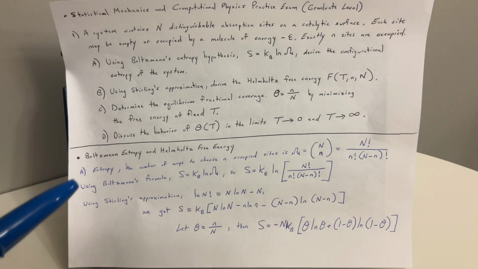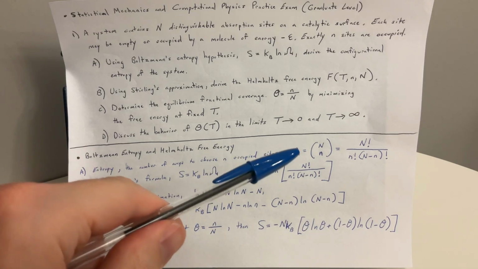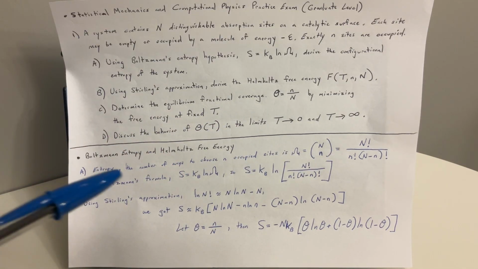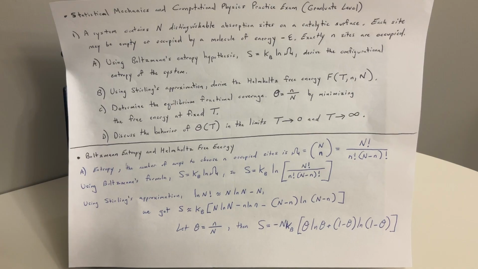Okay, so Boltzmann entropy and Helmholtz free energy problem. So A, entropy, the number of ways to choose n occupied sites is the following. Omega equals this N choose n formula. And using Boltzmann's formula, S equals k_B ln Omega. So S equals k_B ln of N factorial over n factorial times the quantity capital N minus lowercase n factorial. Using Stirling's approximation, ln of N factorial is N ln N minus N.